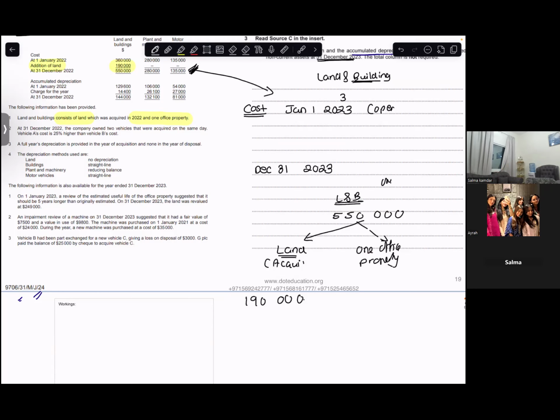It'll be 360,000. What is the reason to bifurcate between land and building? Land is separate, building is separate, because land doesn't depreciate and building does depreciate. So first information, whatever I wanted, I have acquired. Are you with me? Okay, fine. Go to the next information.